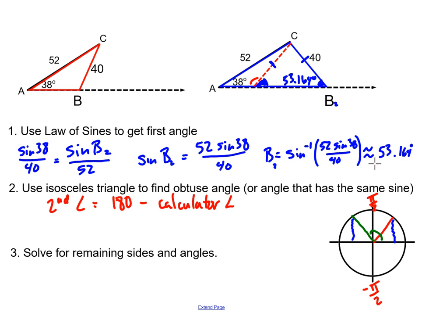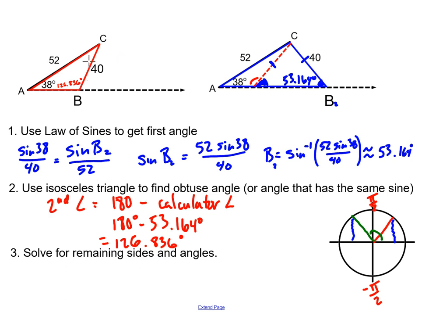So in my case, if I take 180 minus 53.164, I would get 126.836 degrees. And again, I may not show the remaining parts of how to solve or find the remaining sides and angles, just because we've been doing a lot of that in the last couple of days.